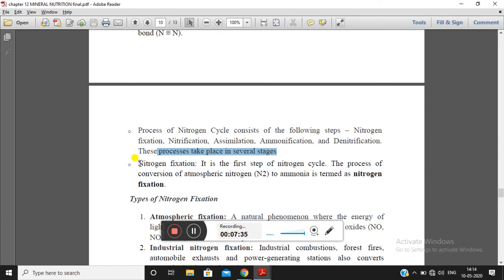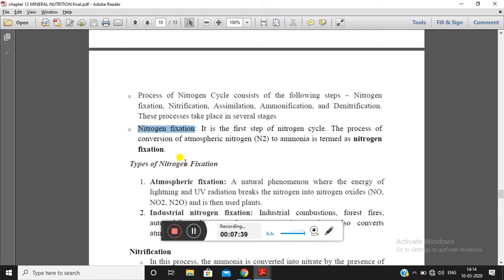Now moving to the first part, that is nitrogen fixation. What do you mean by nitrogen fixation? It is the first step of the nitrogen cycle. The process of converting atmospheric nitrogen, that is N2, into ammonia is known as nitrogen fixation. So the process where atmospheric nitrogen is converted into ammonia is known as nitrogen fixation.